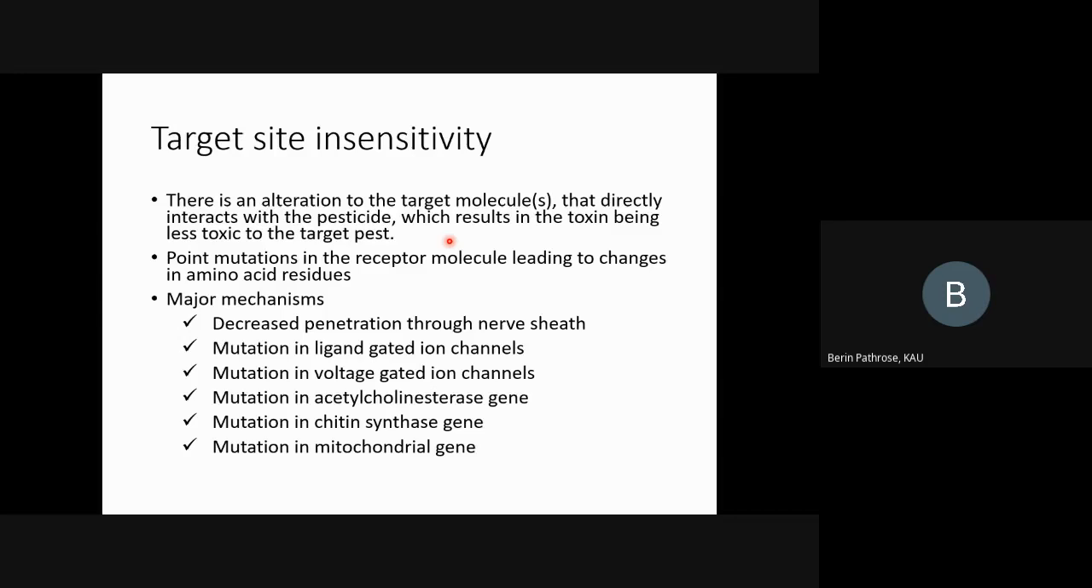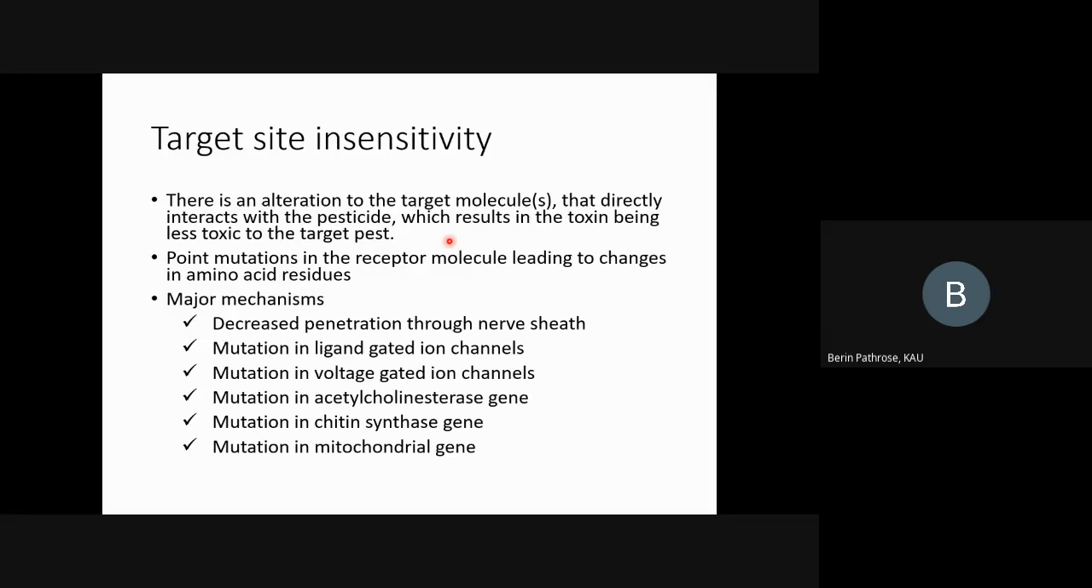And target site insensitivity has different mechanisms. One such mechanism is decreased penetration through the nerve sheath. That means the insecticide won't be able to penetrate through the nerve sheath. Some mutation makes the nerve sheath impermeable to the pesticide. Then mutations in ligand gated ion channels, mutations in voltage gated ion channels, then mutations in the acetylcholinesterase gene.